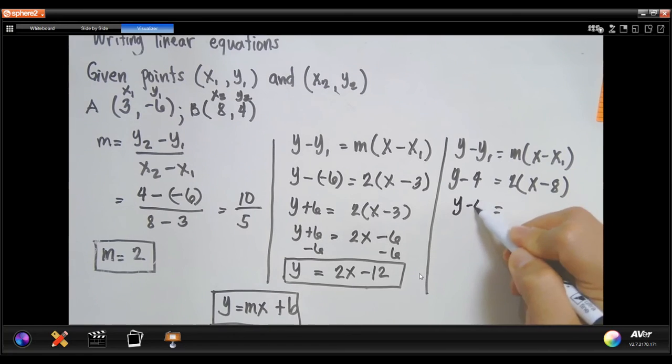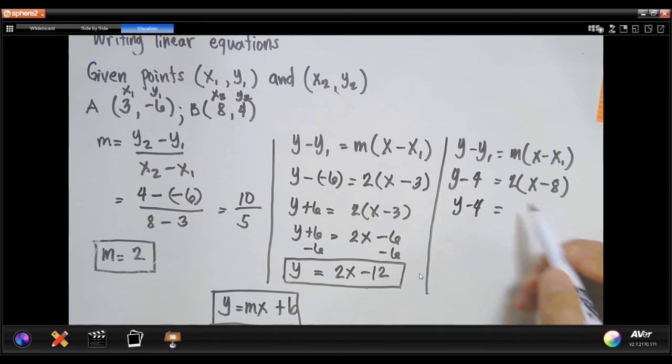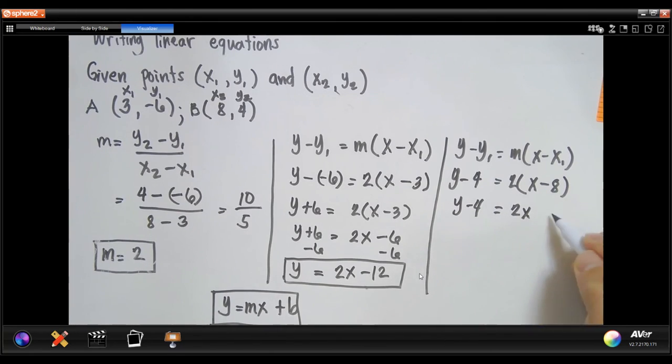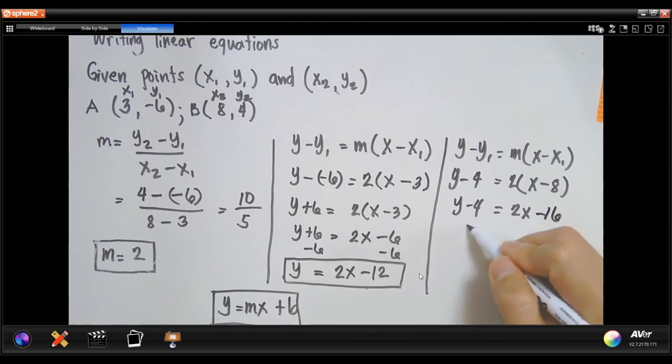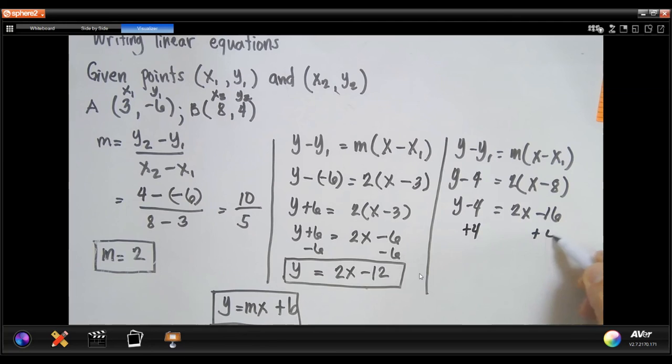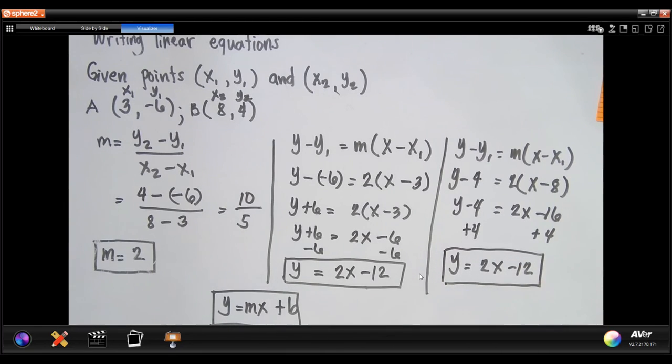So y minus 4, use distributive property again here, 2 times x, that will give us 2x. 2 times negative 8, that will give us negative 16. Now get rid of the negative 4, add 4 on both sides. So y now is equal to 2x minus 12. So you can use any of the given points.